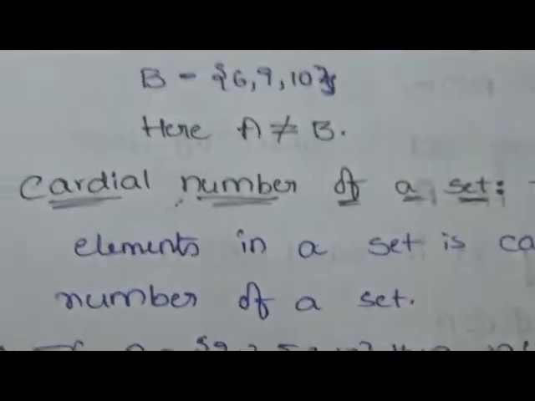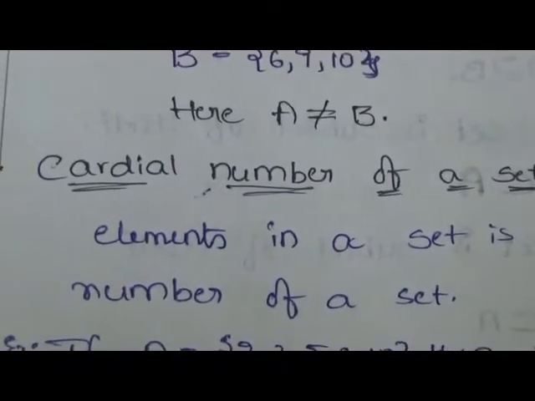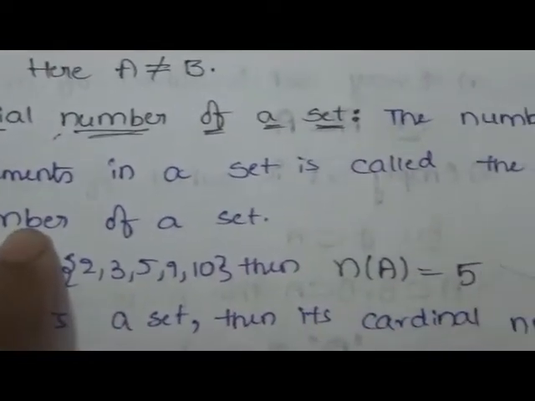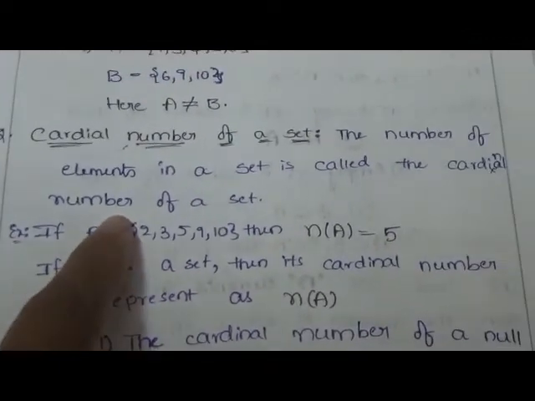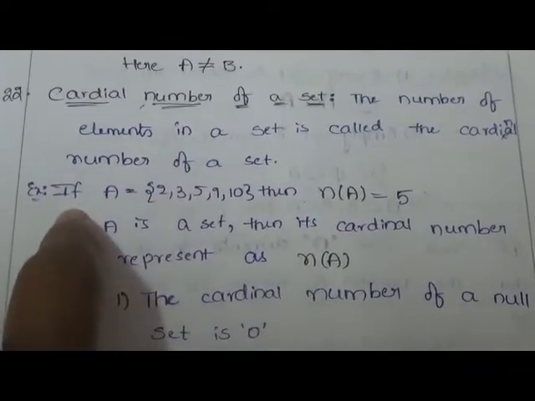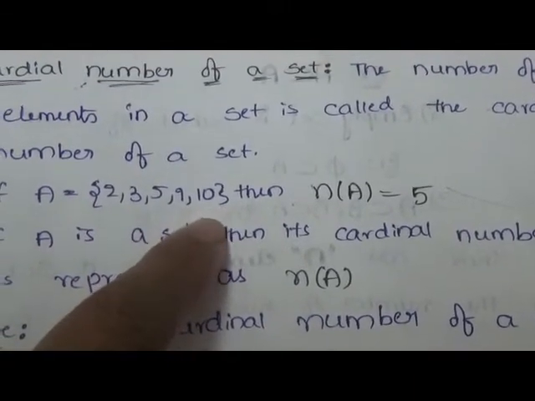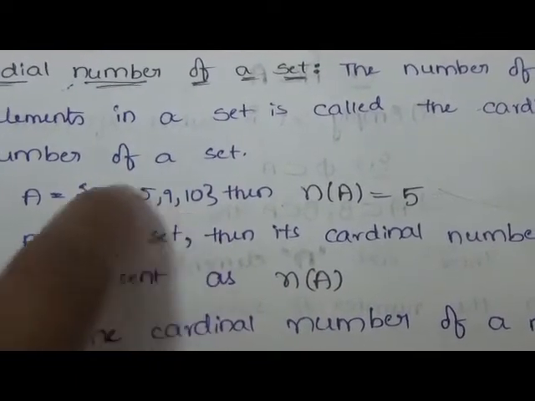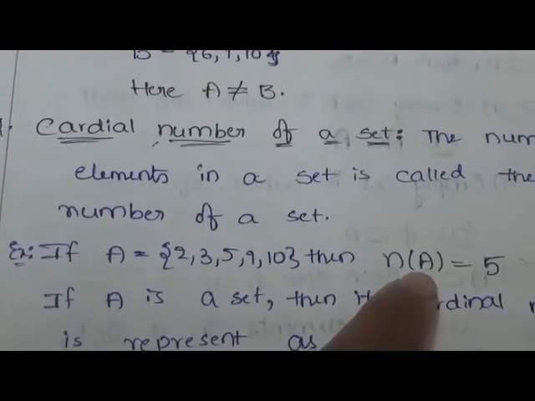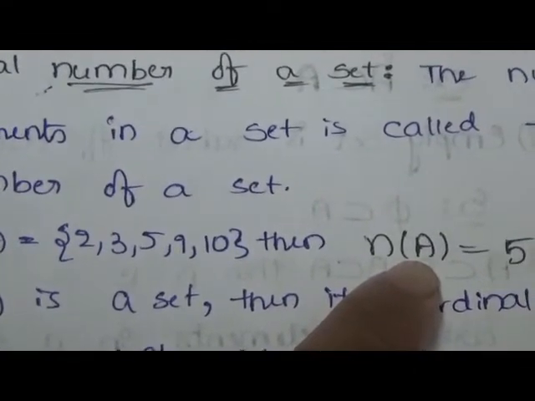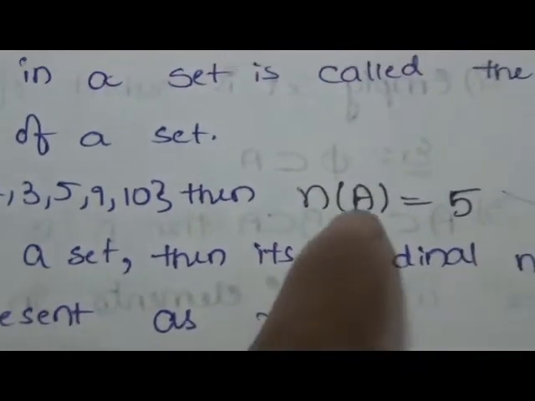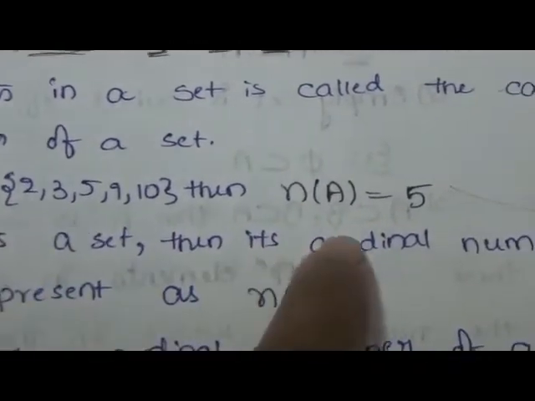The next definition in sets is the cardinal number of a set. The number of elements in a set is called the cardinal number of a set. For example, if A is equal to {2, 3, 5, 9, 10}, how many elements are there? 2, 3, 5, 9, 10: five elements. Then the cardinal number is identified as n(A). So n(A) is equal to 5. Cardinal number is identified like this.